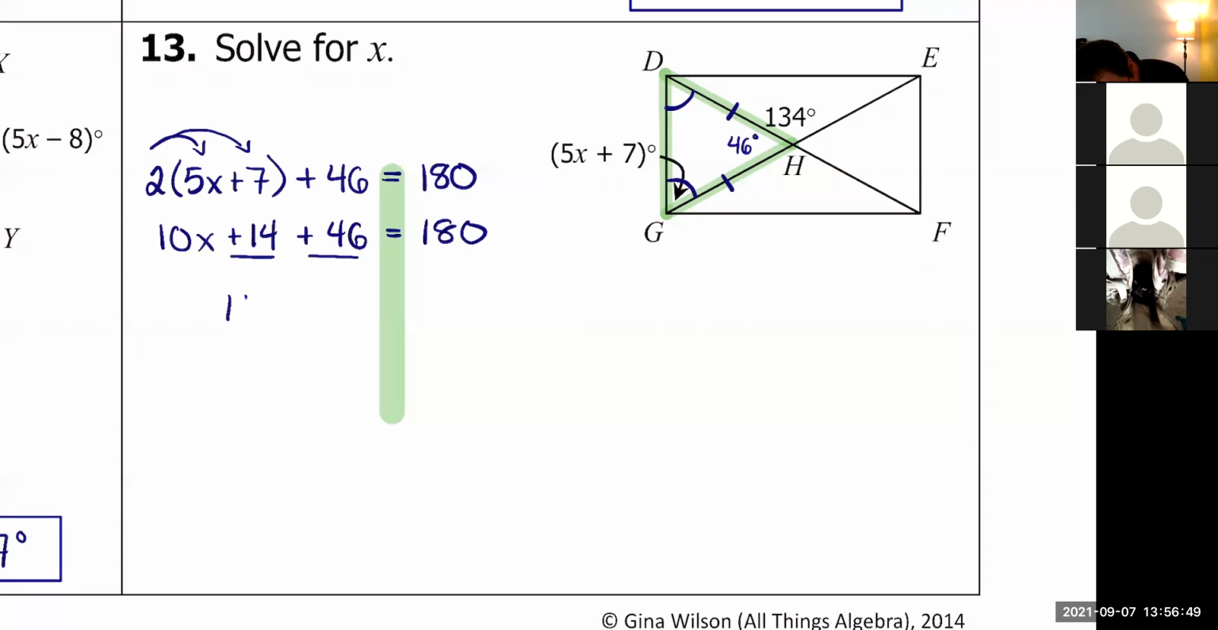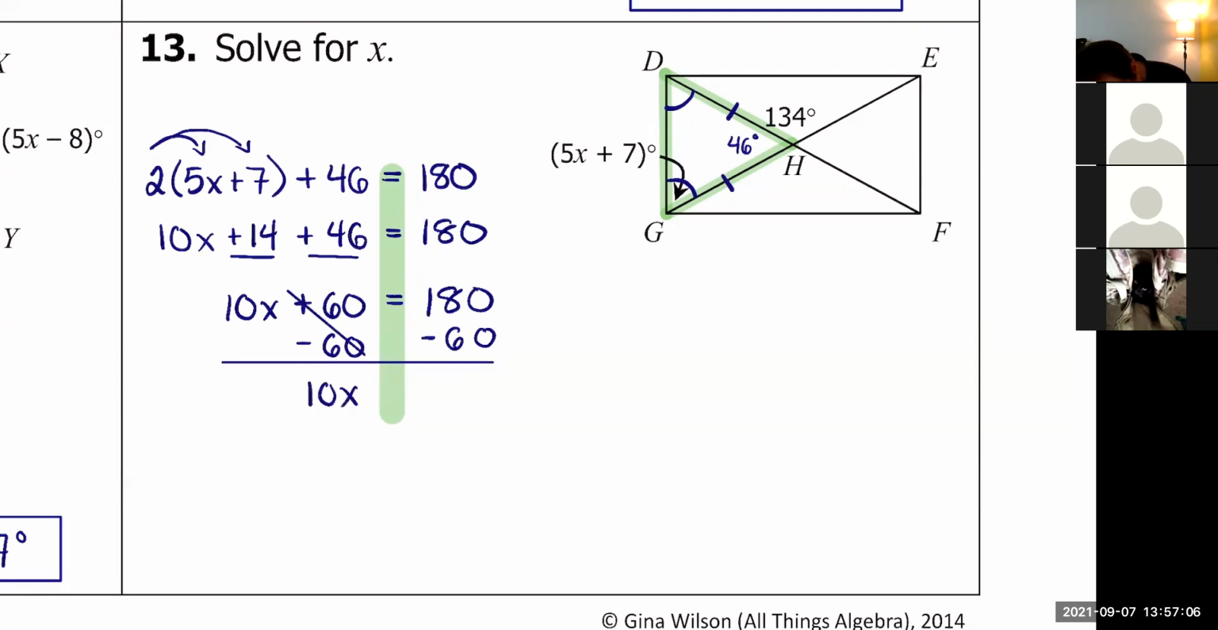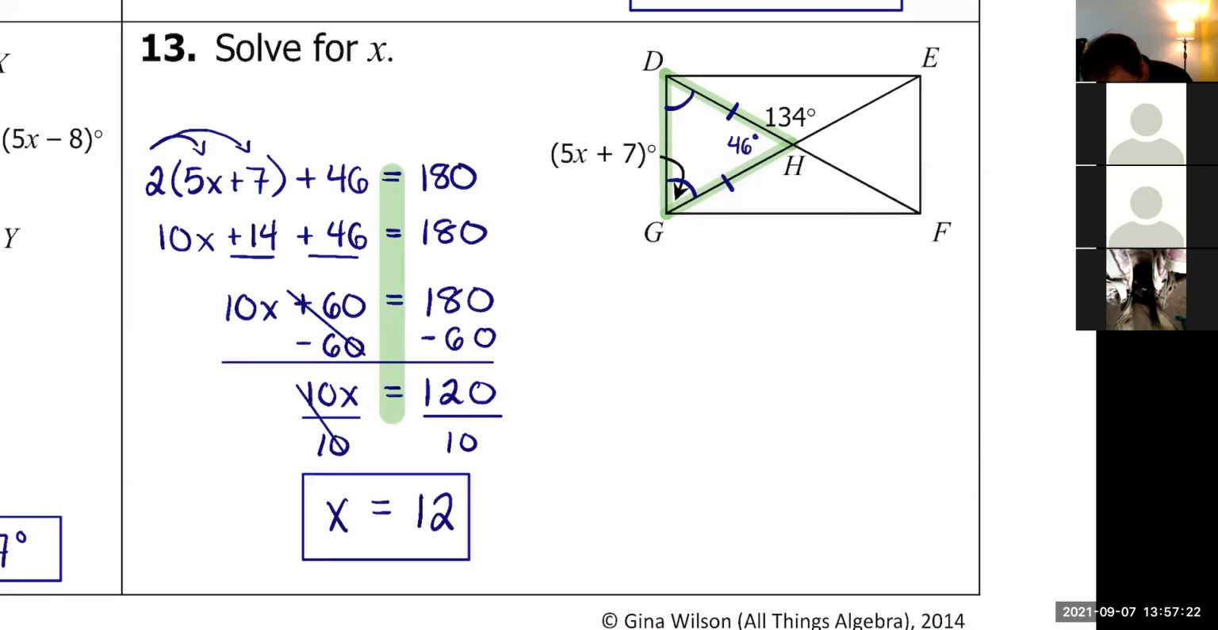Combine like terms. 10x equals 60. Subtract 60 from both sides. I get 10x equals 120. Divide both sides by 10. I get x equals 12. Which fortunately for our last one here, that's all it was asking for.